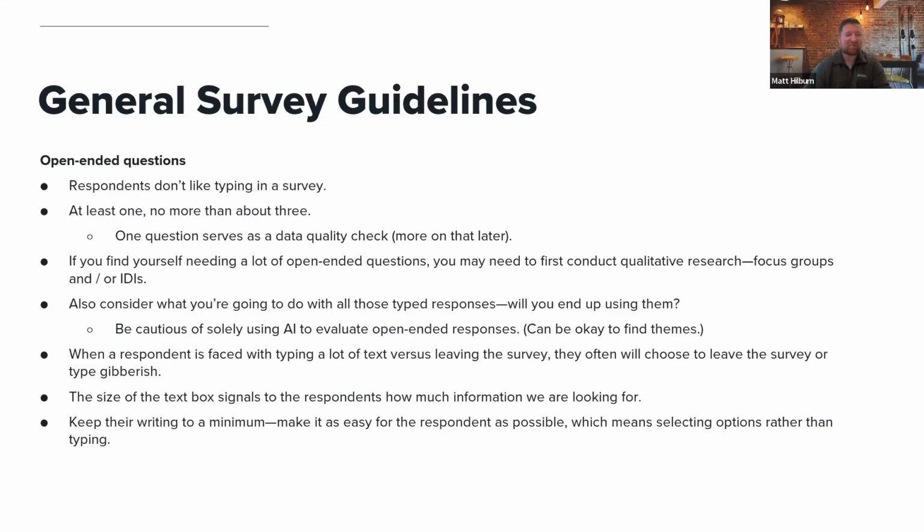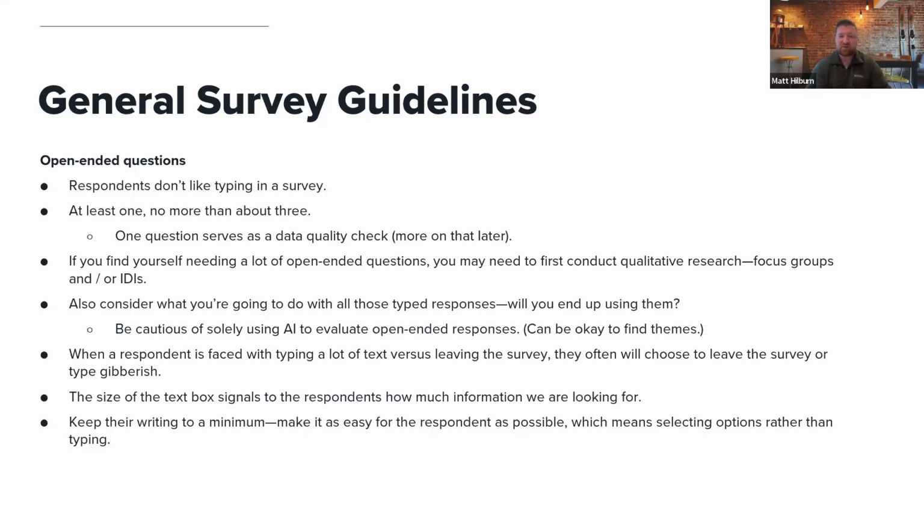Okay, open-ended questions. This is a big pet peeve of mine. Surveys are not really for open-ended questions. Surveys are for closed-ended questions. If you find that you have a lot of open-ended questions you need to ask, you might need to start with qualitative research. Hold some in-depth interviews with customers or stakeholders, whoever the target audience is. You might need to hold some focus groups.